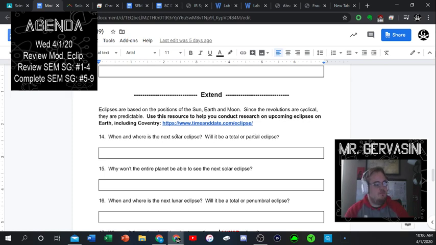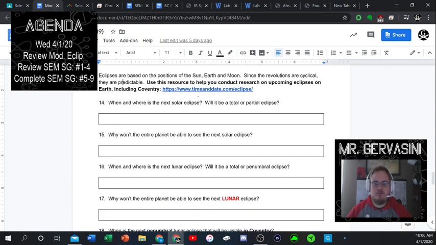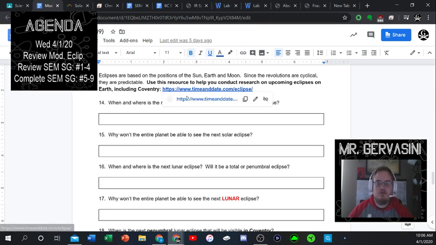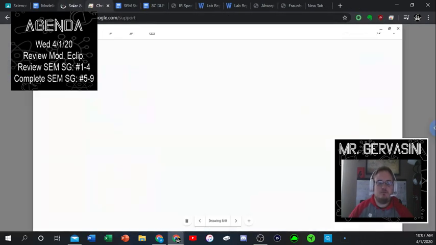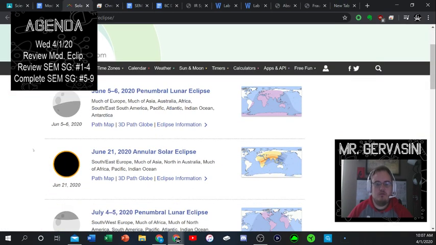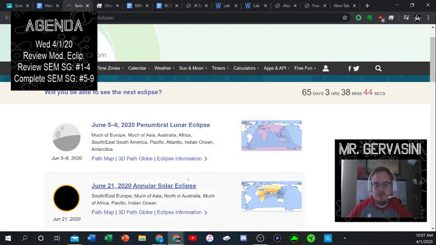All right, so doing the extend section, just a quick review of it. Eclipses are based on the positions of the sun, the earth, and the moon. Since revolutions are cyclical, they are predictable. Use this resource to help you conduct some research on eclipses across the earth and Coventry itself. So 14 and 16 were the two that you were looking for, just in general, the next eclipses. Open up the source, close out of that. I'm just looking for the next 2 eclipses.